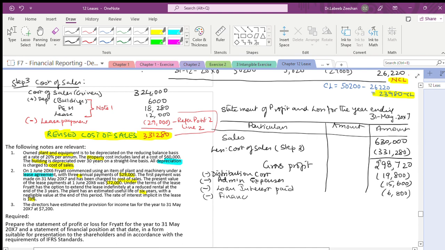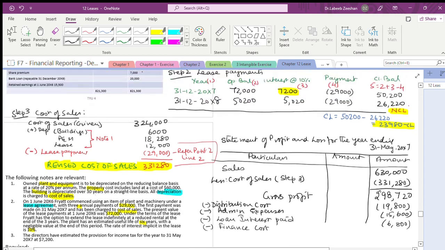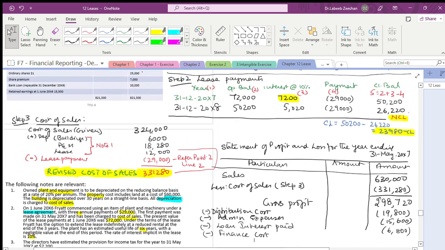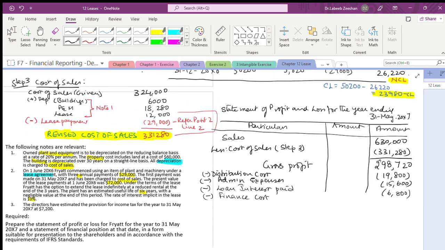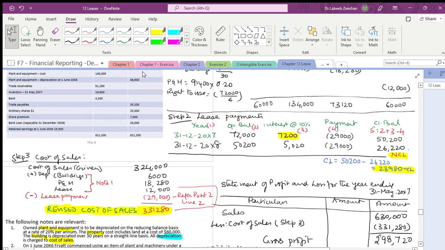You have finance cost. How much is the finance cost? We have calculated finance cost in step 2, okay? In step 2, how much is the finance cost? 7,200. Anything else?